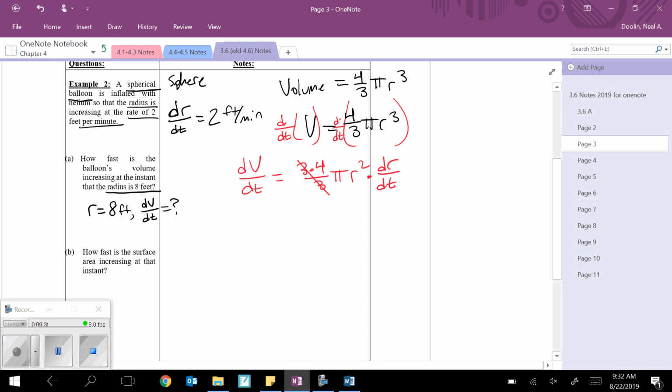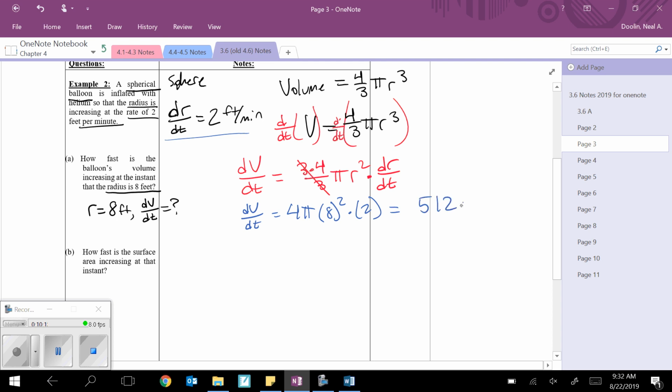So let's see if we have enough numbers here to crunch this. We want dV/dt. We have 4 pi, which is a number. We got a radius. I believe it's 8. Yes, it is. And then we are told up above the radius is changing at a rate of 2 feet per minute. So let's see, 64 times 4 times 2, well, really 64 times 8, I believe that's 512, and then we got a pi in there.